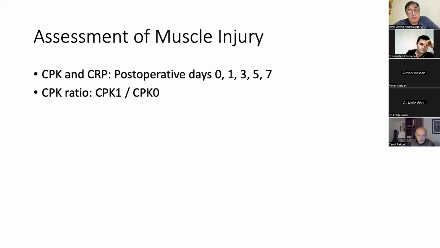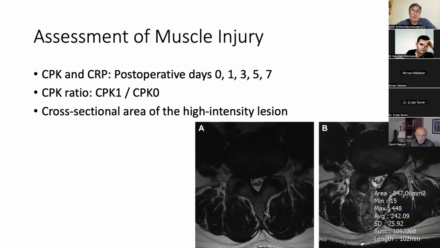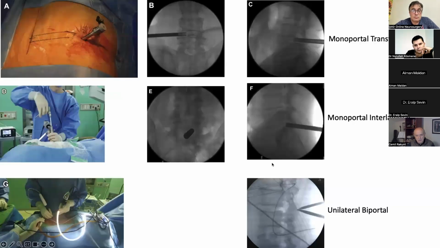As the creatine phosphokinase ratio, they took the first day postoperative value divided by the pre-op value. The region of the high-intensity lesion in the paraspinal muscle on the postoperative T2 weighted axial image was drawn compared to the preoperative image. The sum of the cross-sectional areas was calculated. This image shows monoportal transforaminal, monoportal interlaminar, and unilateral biportal endoscopic discectomy techniques.